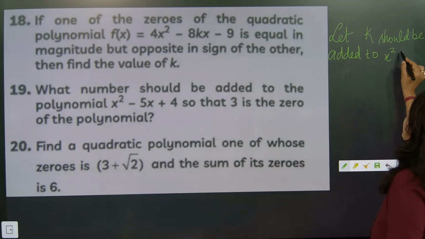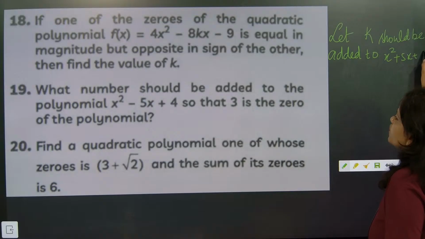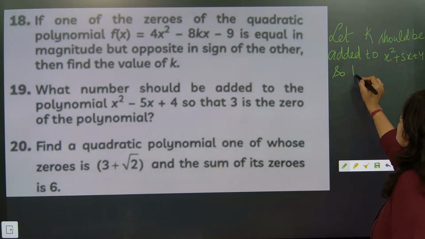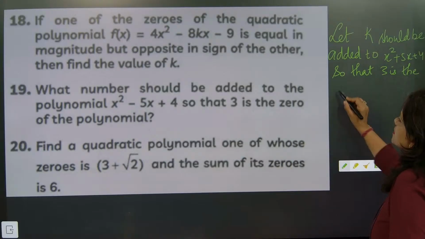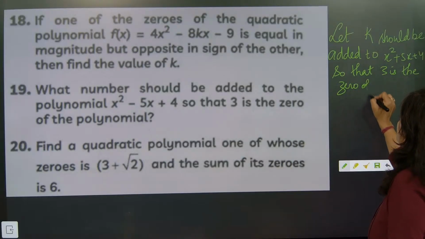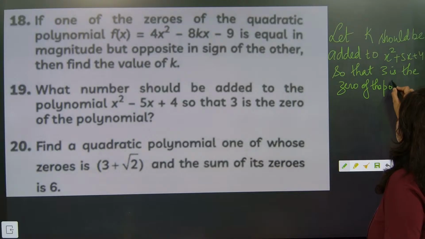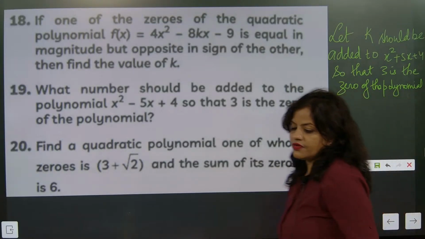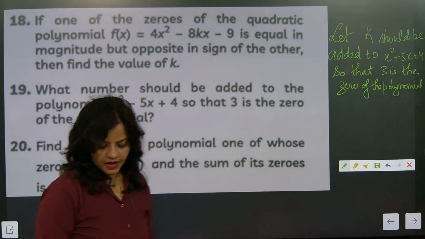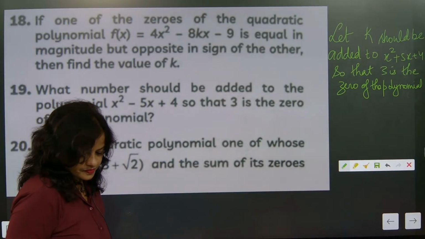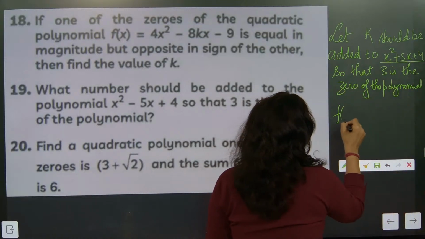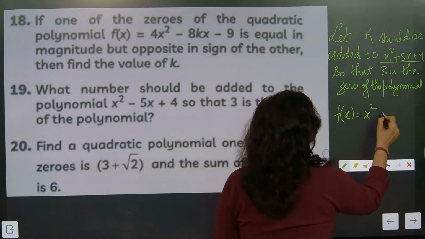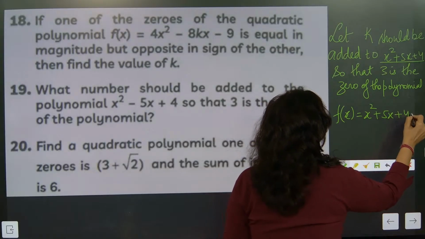to x square plus 5x plus 4 so that 3 is the zero of the polynomial. Understood? So k must be added. We will add k here. So f of x is equal to x square plus 5x plus 4 plus k.